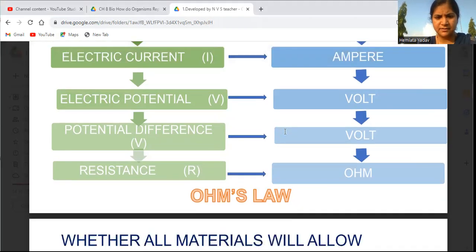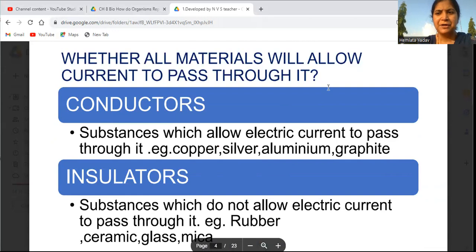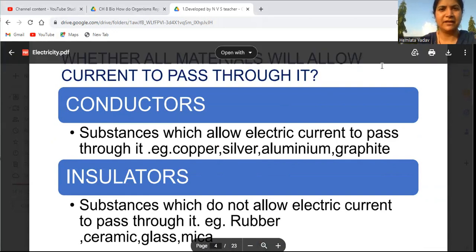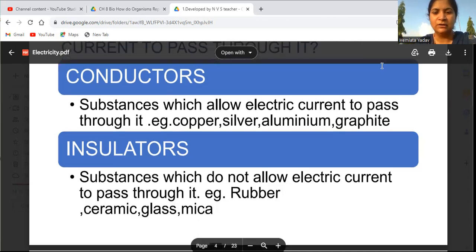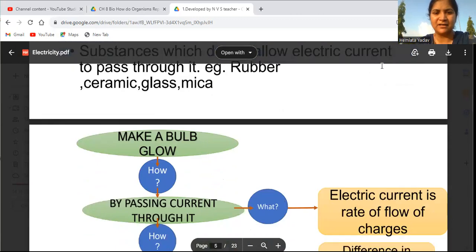Now coming to next, whether all material will allow the current to pass through. So you know that very well. Conductors are the ones which pass the current. So substances which allow the electric current to pass through will be called as conductors: copper wires, aluminium, graphite. Insulators are those substances which will not allow current to pass through. Example, rubber, ceramic, glass, mica.